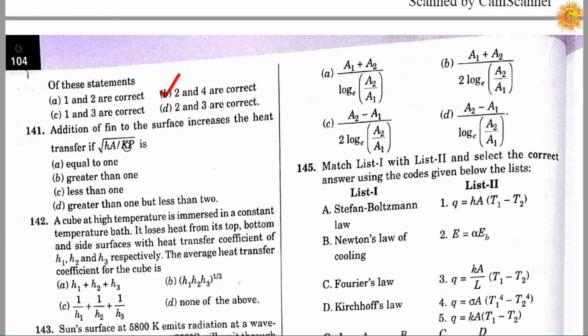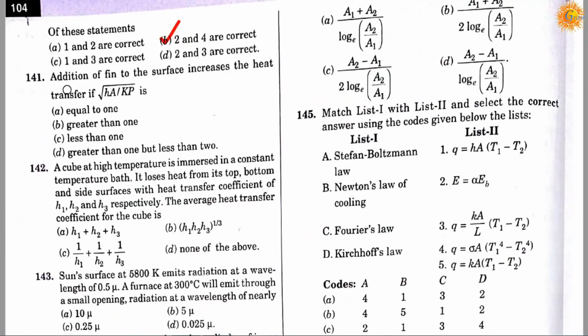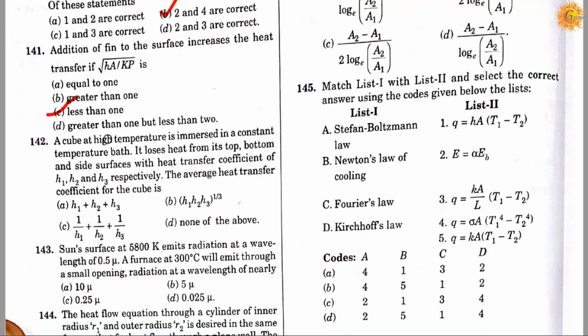Question number 141. Addition of fin to the surface increases the heat transfer if under root HA divided by Kp is option A equal to 1, option B greater than 1, option C less than 1, option D greater than 1 but less than 2. The correct answer is C, it will be less than 1.